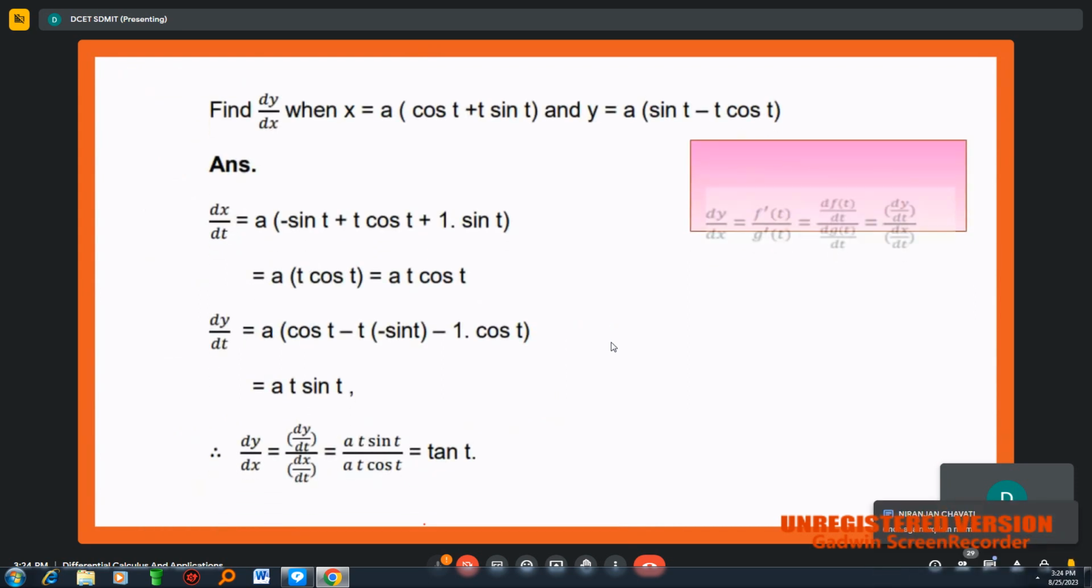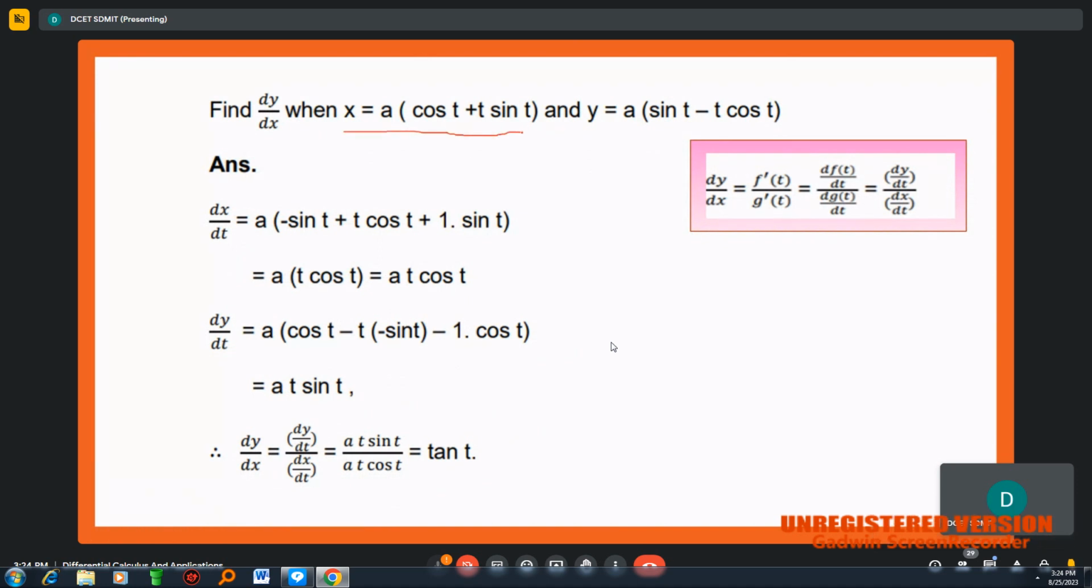Now, next problem, third one. Find dy by dx when x is equal to how much is given? a into cos t plus t sin t, and y is equal to how much is given? a into sin t minus t cos t. Here x and y are defined with another variable t. So this is in the form of the parametric form. So we have to use dy by dx is equal to dy by dt divided by dx by dt.